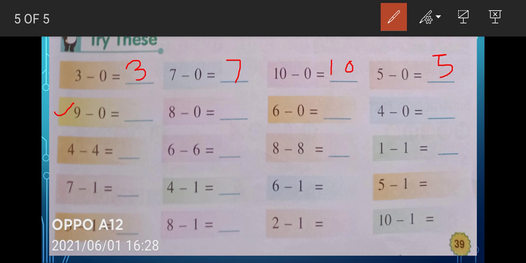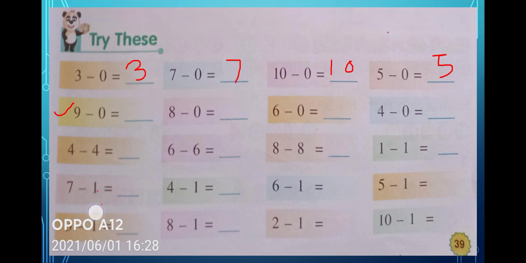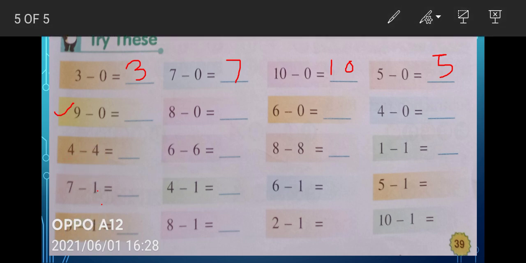Okay. Now here the second one is 4 minus 4. Okay, 4 minus 4. What are you going to do? The second property, isn't it? When we subtract a number from itself, the answer will always be 0. So what will be the answer? 4 minus 4 will be 0. 6 minus 6 will also be 0. Isn't it? So 8 minus 8 will also be 0. 1 minus 1 will also be 0.